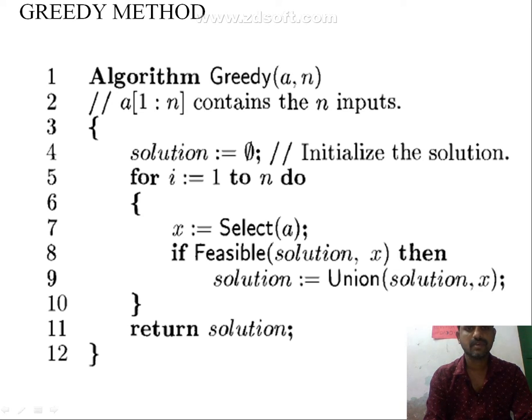So the algorithm is named Greedy, with a comma n. Then solution is initially assigned as empty. Then for i equal to 1 to n, x equal to select of a. Then if feasible of solution comma x, then solution equal to union of solution comma x. Otherwise, return the particular solution.